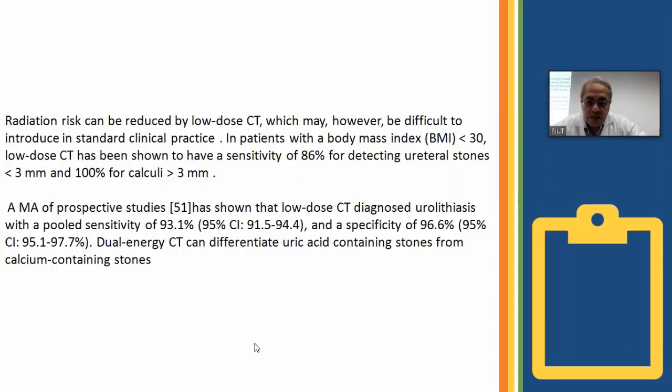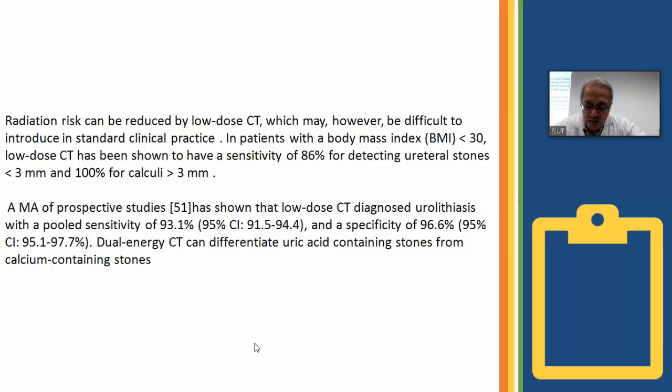A stone which is less than 3 millimeter cannot be seen on X-ray KUB or X-ray IVP. Again, it cannot be seen on a CT scan also, but there is a range which can be seen on a CT scan more than on a plain KUB or an X-ray IVP, and that is above 3 millimeter, between 3 and 6 millimeters. So it has a lot of benefit, but again there is a limit.